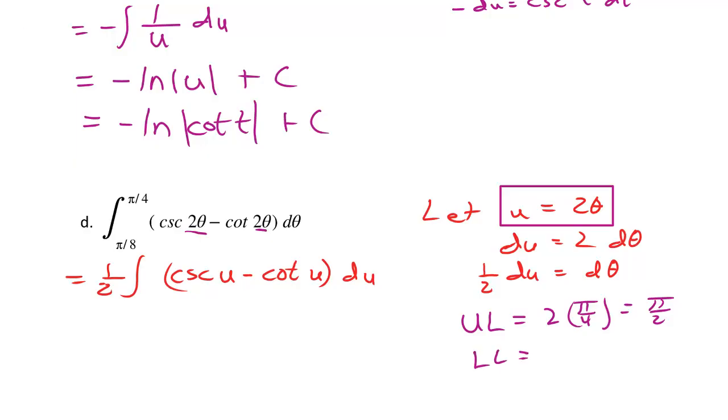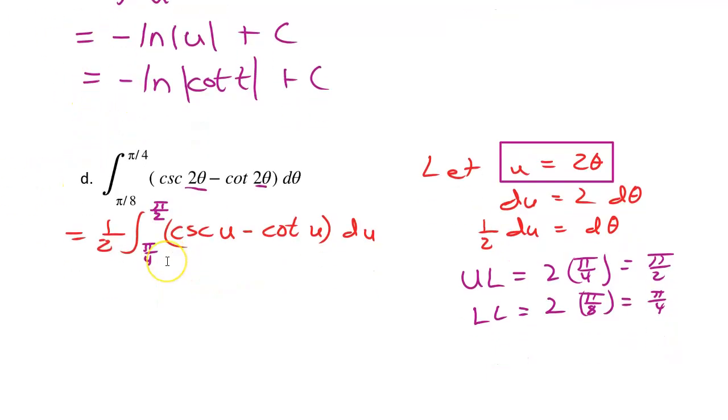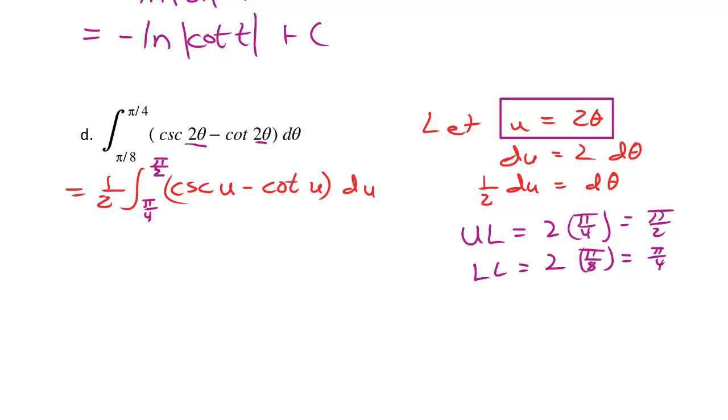And then the lower limit will be 2 times pi over 8, which is pi over 4. So we'll just make this pi over 2 at the top, pi over 4 at the bottom. All right, now we're ready to solve this. We're going to need room here, and I might run out of room. Okay, so we got the 1/2 out in the front.